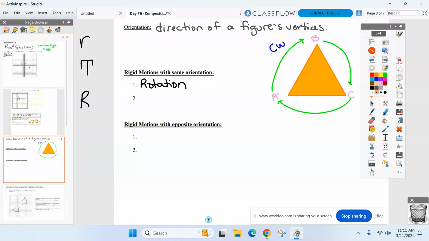And I just want to go back to the beginning of the unit here. I wrote this word rigid motion. That's coming back now. That's any transformation that does not change the size or shape, right? Remains congruent. So that's why I put rigid motion. These are all rigid motions.